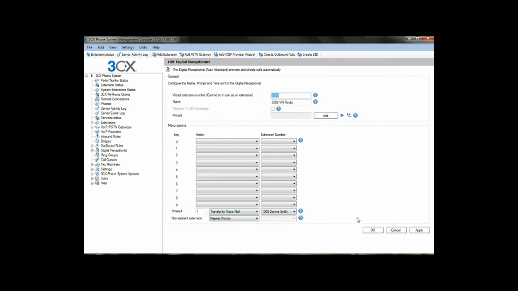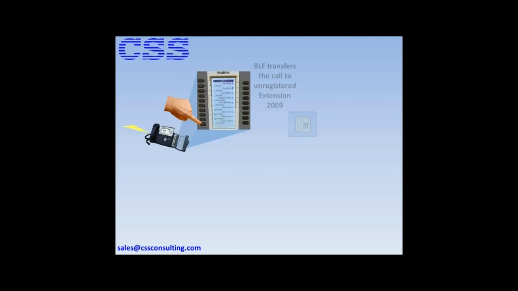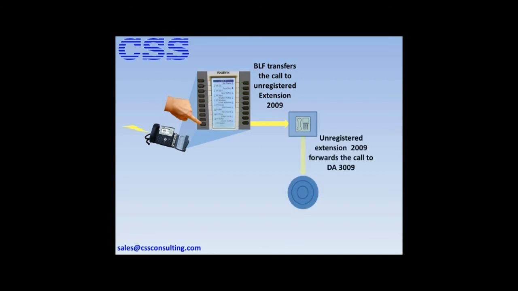The call comes into our system and into our main attendant location. At that point, it's determined that we want to transfer the call to Dennis's voicemail directly. We push the BLF button, and that transfers the call to unregistered extension 2009. Unregistered extension 2009 forwards the call to digital assistant 3009. Then the digital assistant times out to voicemail for extension 1009, and the call is also forwarded to the user's email.